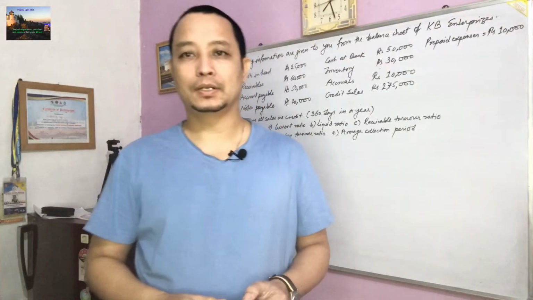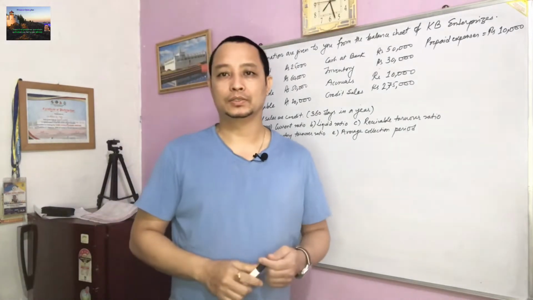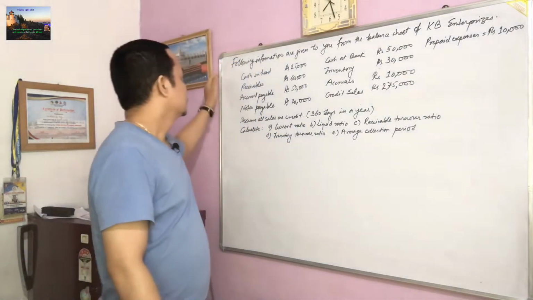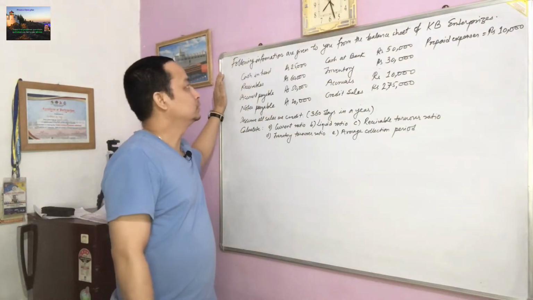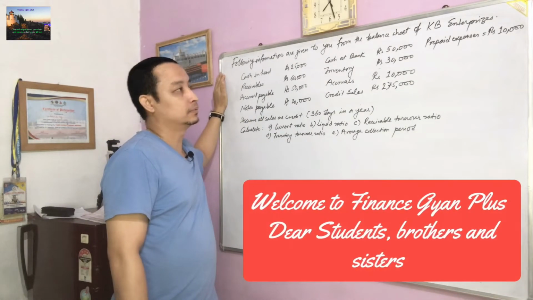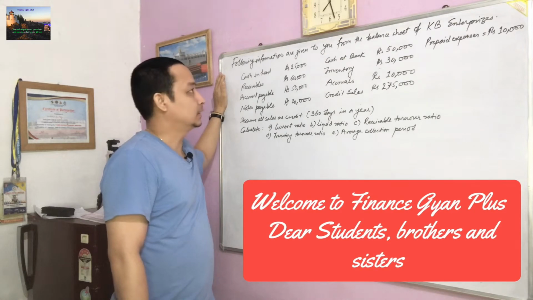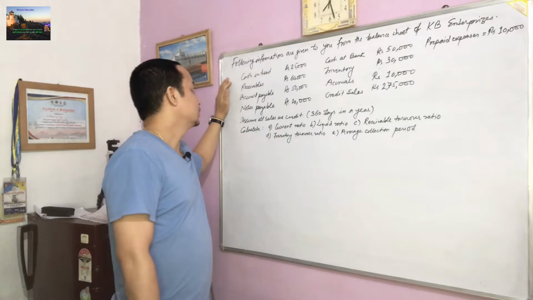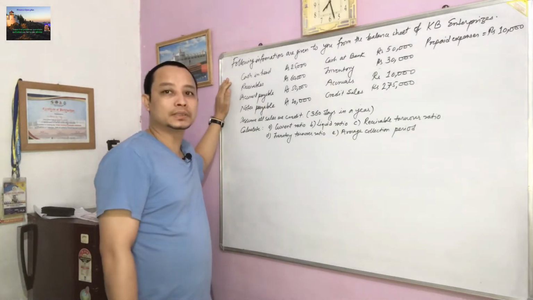Today I have brought another problem related with financial ratio analysis. So let's see the problem here. The following information is given to you from the balance sheet of KB Enterprises. Okay, this is the balance sheet information taken from the KB Enterprises. So here different information is given.